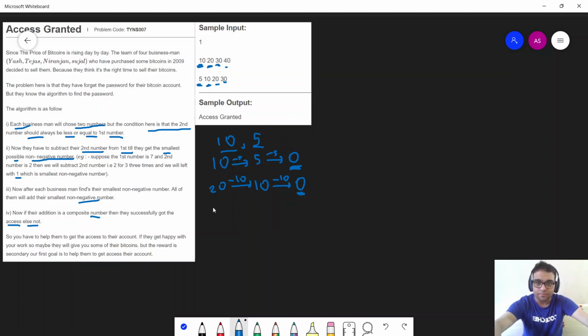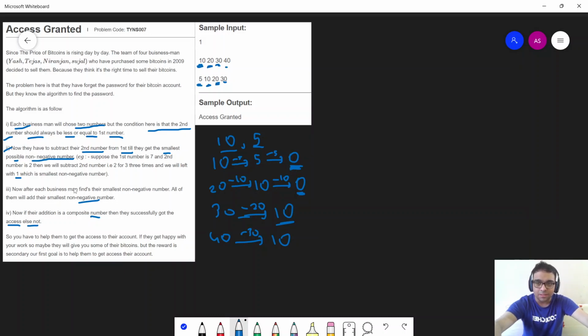For 30, my second number is 20, so I subtract 20 and get 10. If I subtract 20 further, I'll get minus 10, so we cannot do that, and hence 10 is the smallest non-negative integer. Similarly for 40, if I subtract 30, I get 10, and I cannot go further because it would be a negative number. So these are the final values after the first and second steps.